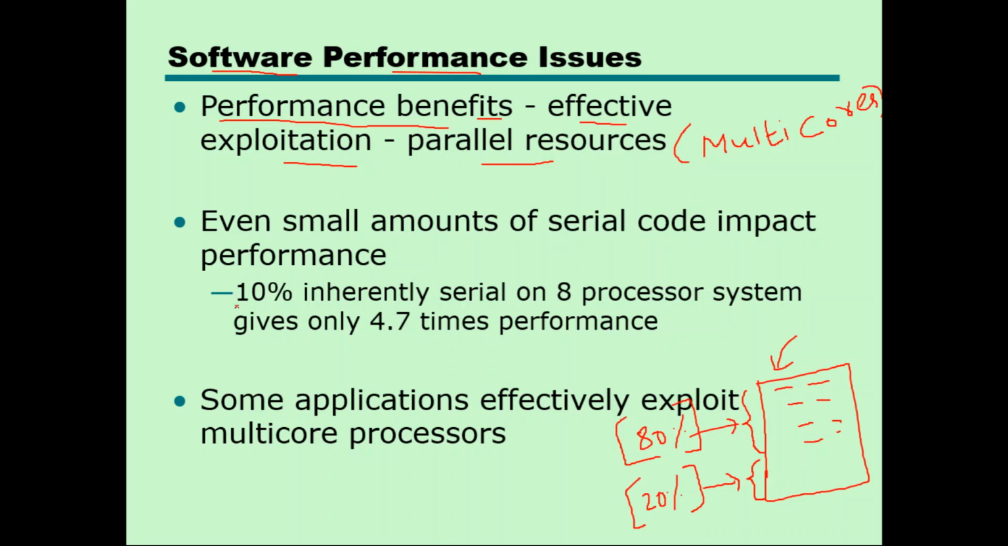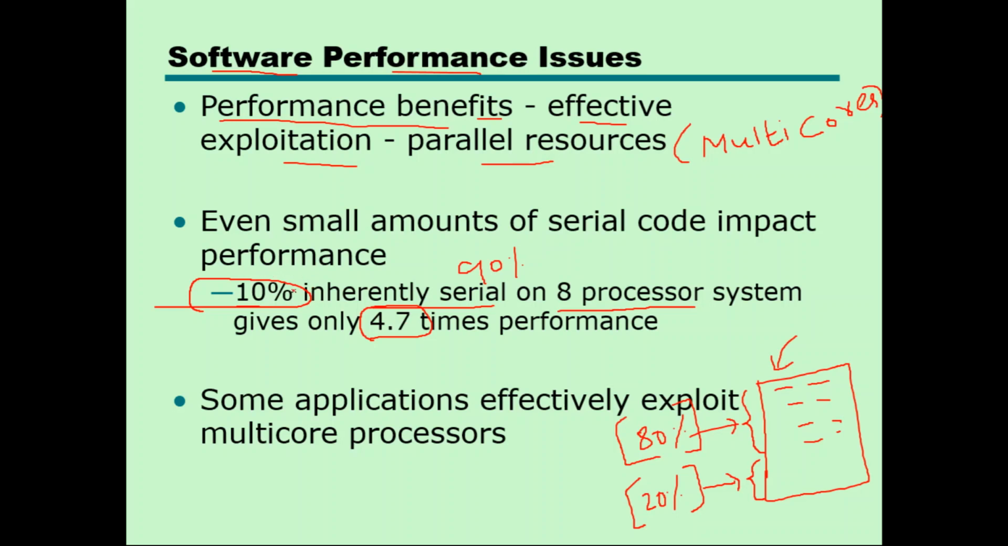What is the issue? Assume that in a piece of program 10% of the code should be executed serially. The remaining 90% of the code you can execute parallelly. Assume that the computer has 8 cores, that is, there are 8 processors in a single system. Then also the performance gain will be only 4.7 times. Which is actually less, because 90% of the code you are able to execute parallelly. So the performance improvement is not 9 times, it is only 4.7 times.